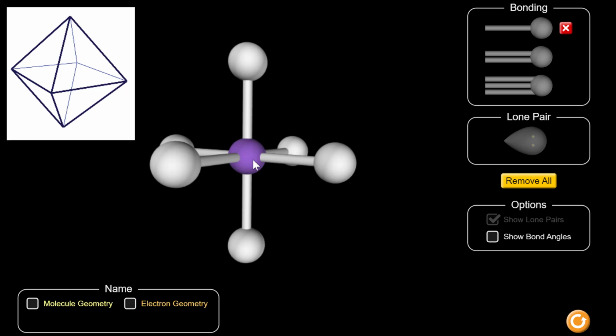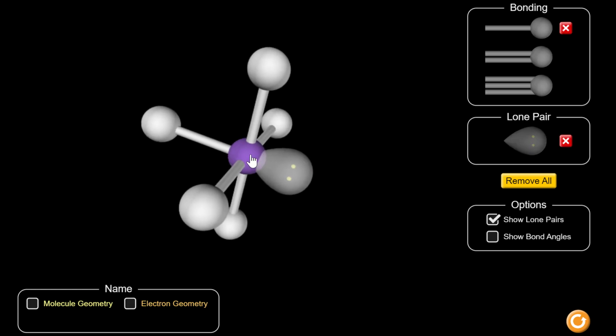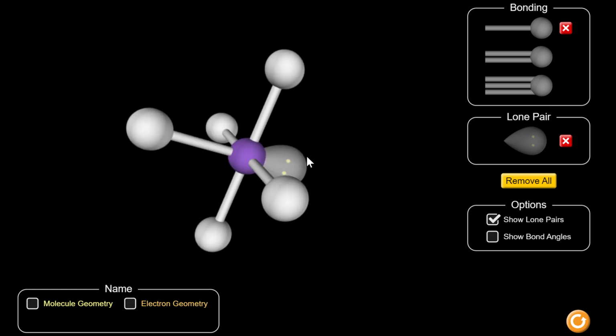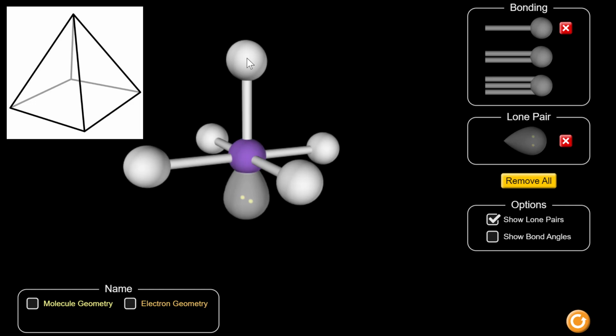Now, the octahedral orientation has 90 degrees between any 2 atoms that are close to each other here. Since we've reached the limits of our steric number here, we can't bond more than 6 things to the central atom. I'm going to take away one of the bonded pairs, and I'm going to replace it with a lone pair. If I arrange this similar to how it is on the handout, you wind up seeing something like this.